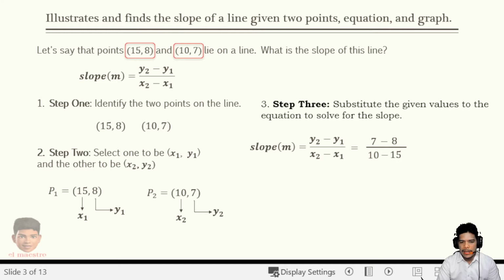Then do the math. So you will come up with 7 minus 8 is negative 1 and 10 minus 15 is negative 5. So this is now our slope of the line. Since the numerator and denominator are both negative, negative divided by negative will become positive. So our answer now is 1 over 5. So slope is 1 over 5. So that's how easy it is, class. So identify the 2 points, then you have to select which would be your point 1 and point 2, then you substitute that to the formula.